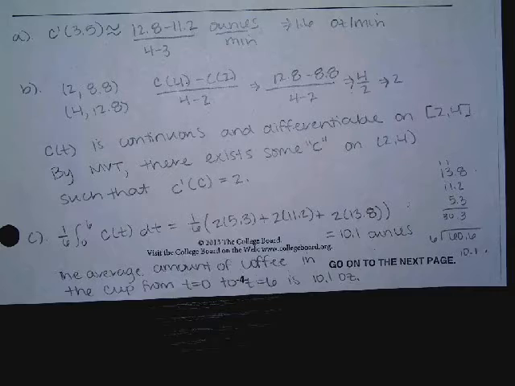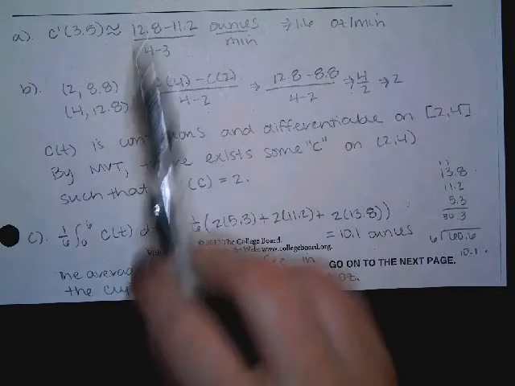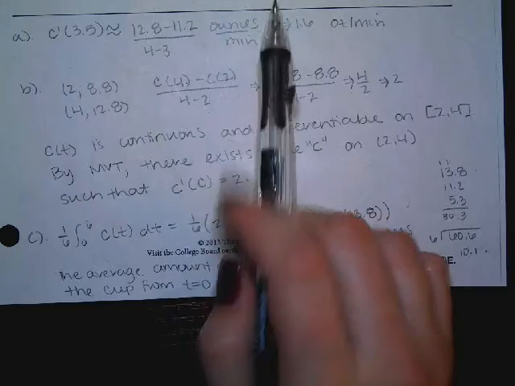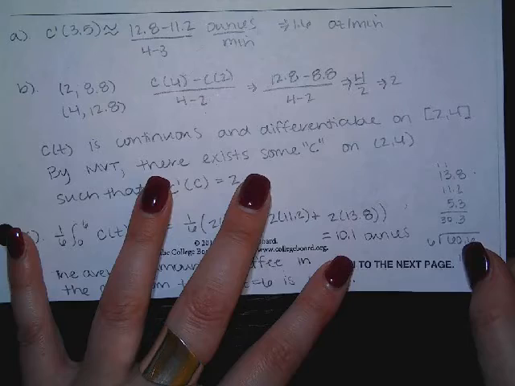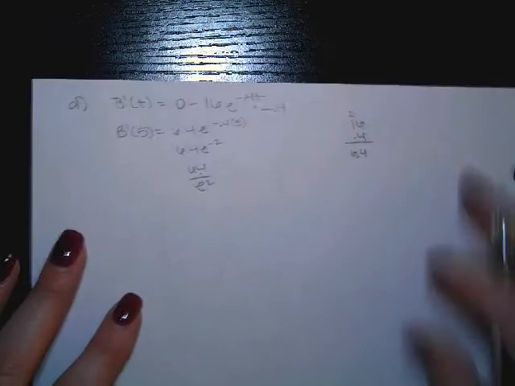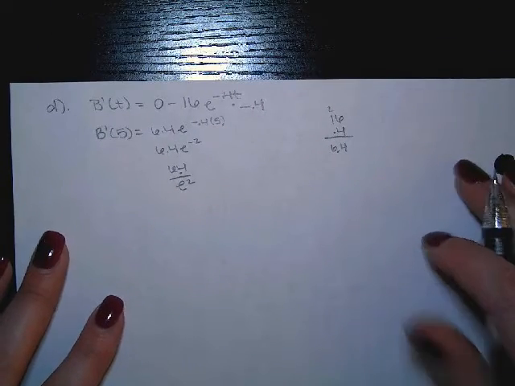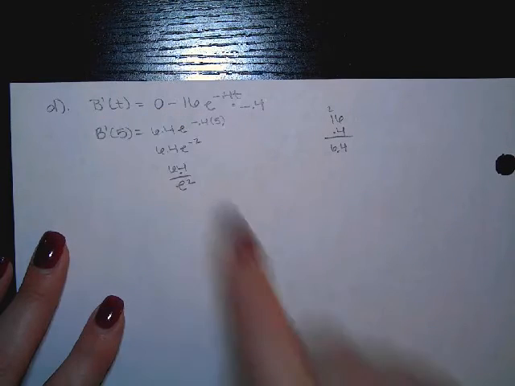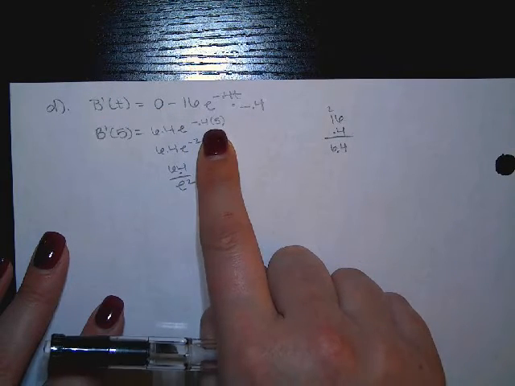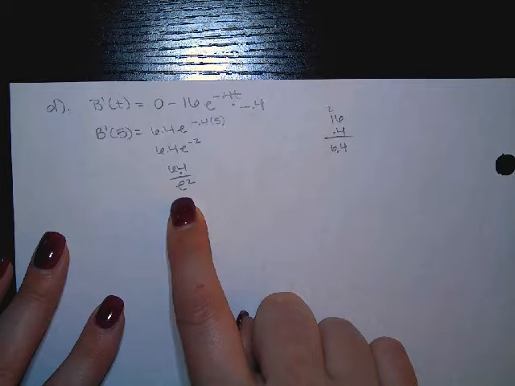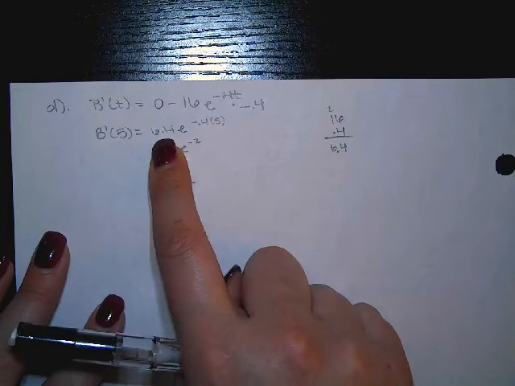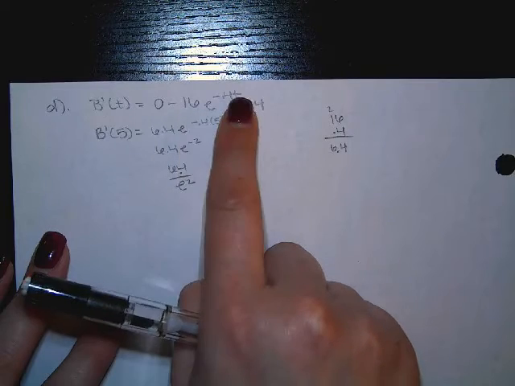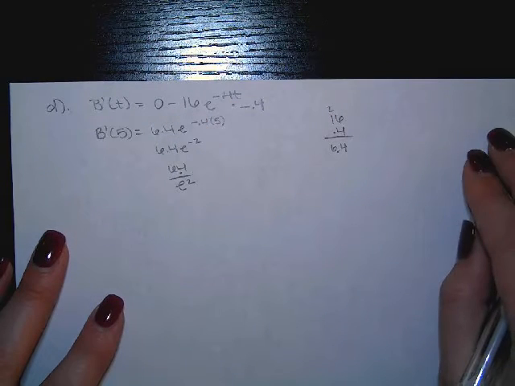And then they give you the amount of coffee in the cup, B of t, and they ask you to use that to find the rate the amount of coffee in the cup is changing when t equals 5. So I went ahead and I found the derivative by hand. And then I plugged in 5 to my derivative, and I got 6.4 divided by e squared, but you really could have left it like this. Or maybe even just plug in 5 with this one and not even multiply the 16 and the 0.4. Probably would have been fine.